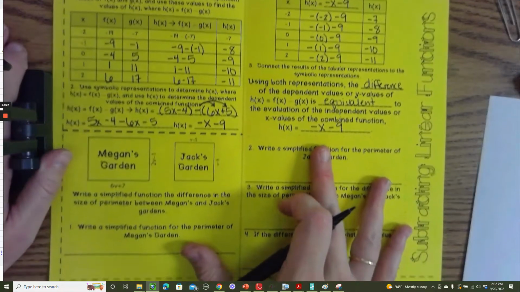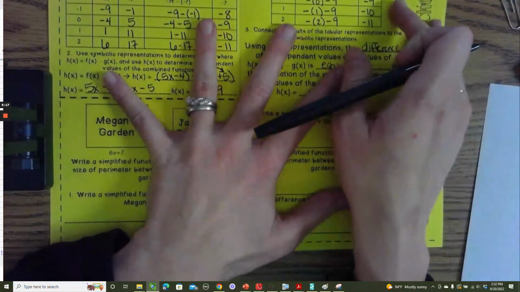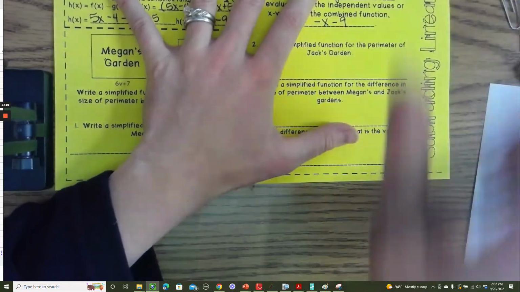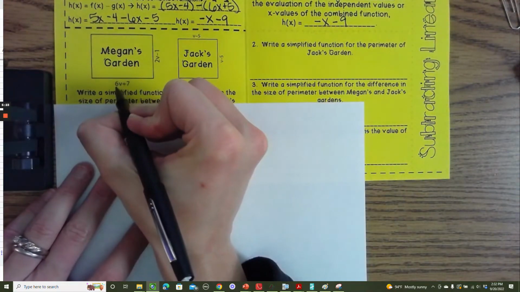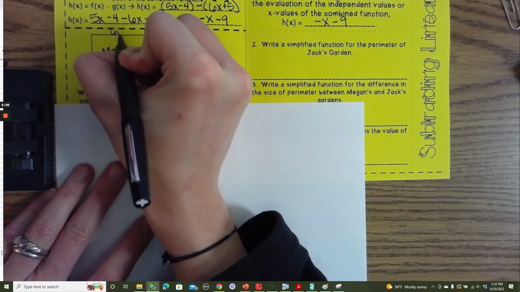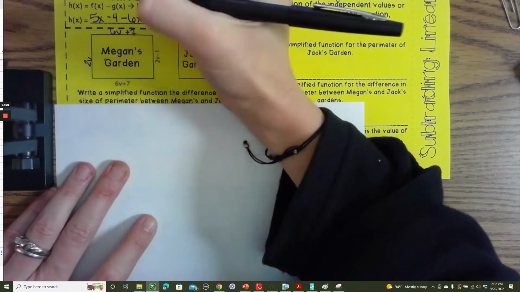Okay, some real world examples here. Write a simplified function of the difference in the size of perimeter between Megan's and Jack's gardens. So first off, I need to write a function for both of their gardens. If I add all the sides up, this would be 6v plus 7. This would be 2v minus 1.